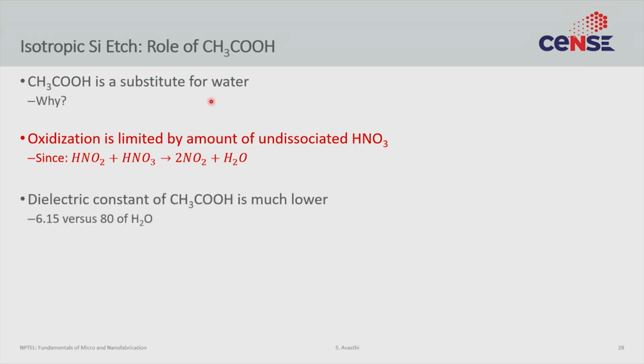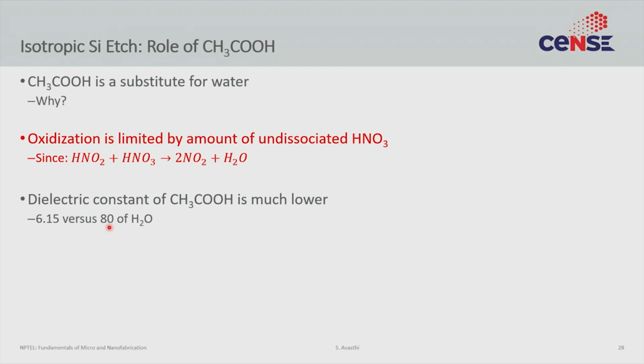It turns out the role of the acetic acid is dielectric constant. So, the dielectric constant of acetic acid is only 6.15, it is an organic molecule, so it is relatively low. And if you compare this to water, which is a polar molecule, which has an extremely high dielectric constant of 80. Now, what does dielectric constant do? Well, dielectric constant reduces the energy of ionization.